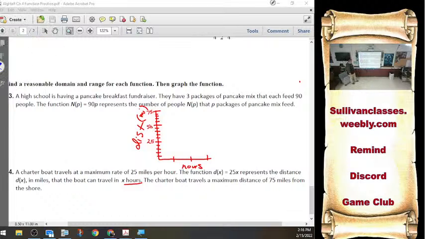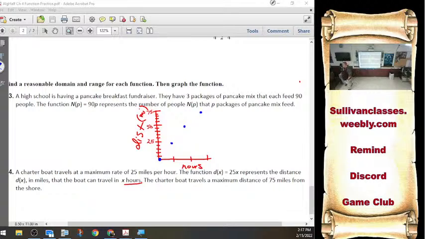So they travel 25 miles an hour, means at 0 hours you have gone 0 miles. At 1 hour you have gone 25 miles, 2 hours, 50 miles, 3 hours, 75 miles. And they ask, reasonable domain and range, not, oh, would this be linear or nonlinear? That was one of the things we did before. Makes a line, right? Makes a straight line.